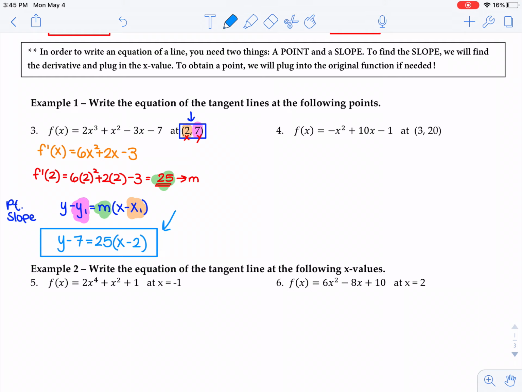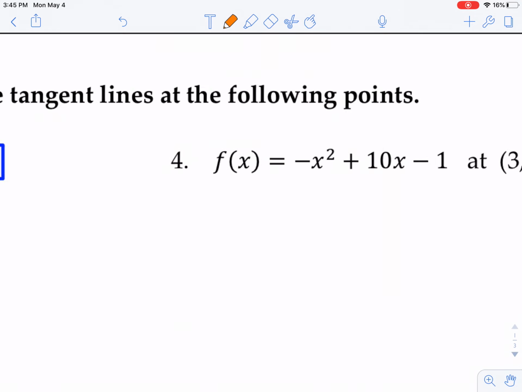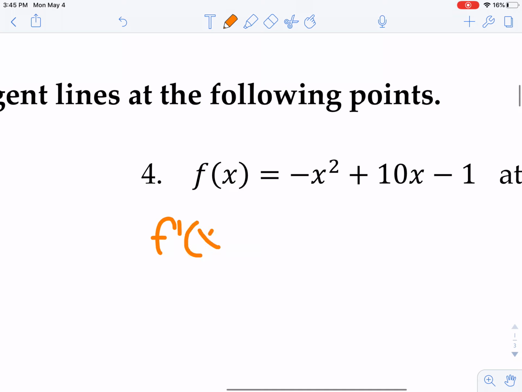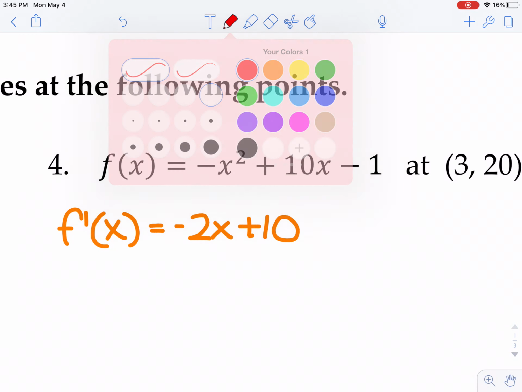All right, a couple more here. This one's going to go a little bit faster. Let's just solidify this skill. Find the derivative: negative 2x plus 10. Plug in the point.